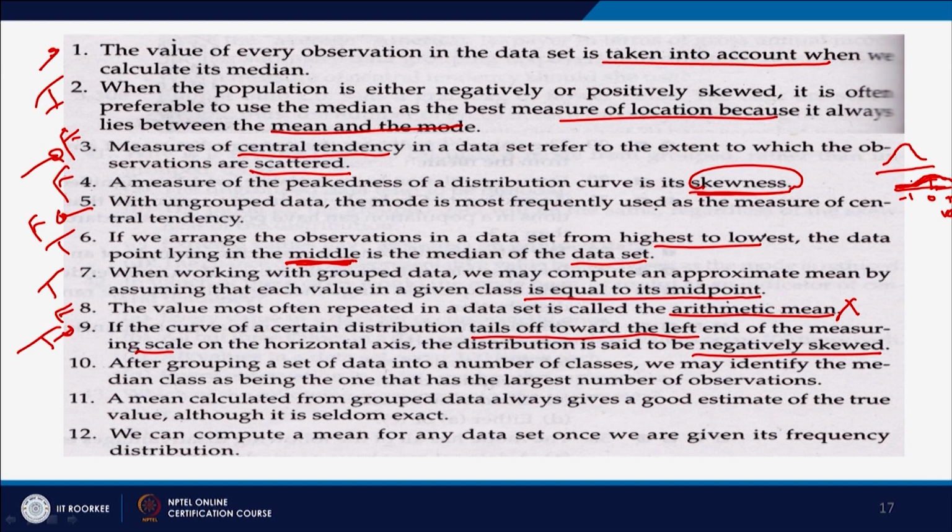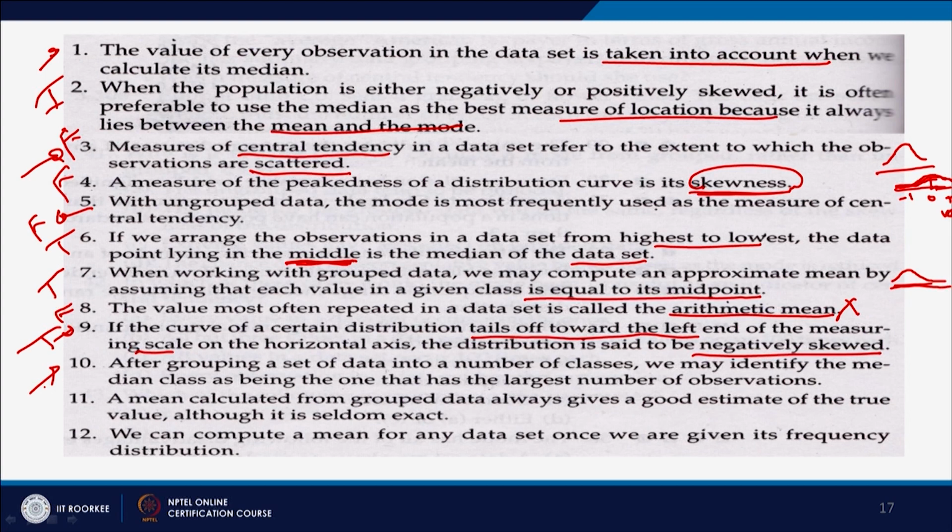So, this is a negative distribution, and what would be the positive distribution? It would be like this, isn't it. So, this horizontal axis will not touch the distribution, right. Next one, 10th.